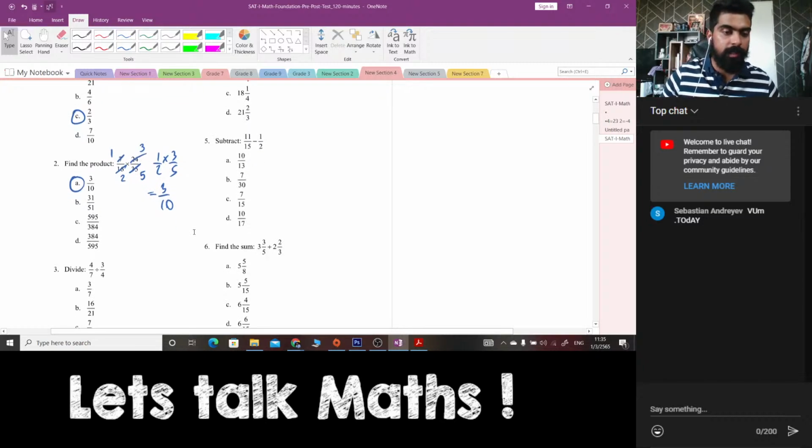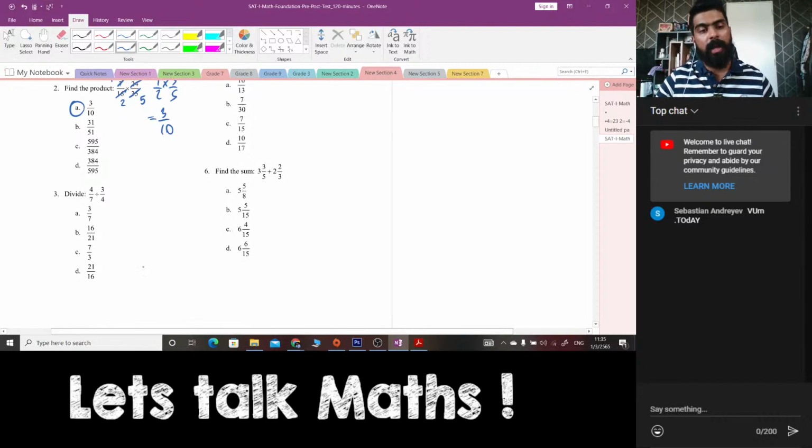Now, let's go to question 3. Now we are going to be dividing fractions. Now here's where many students make mistakes. When we divide fractions, guys, we have to change it to multiplication and find the reciprocal of the second fraction. What it means is we'll be swapping the numerator with the denominator. So this is 4/7 and we'll change to multiplied with 4 over 3.